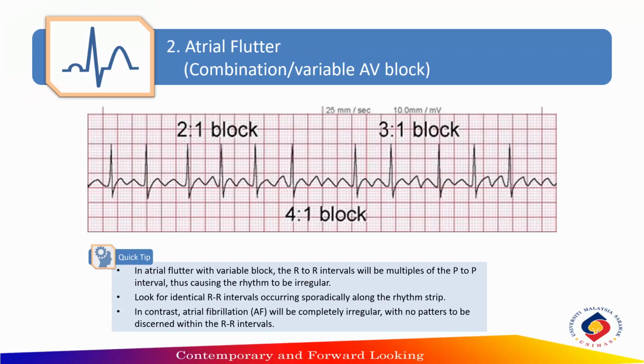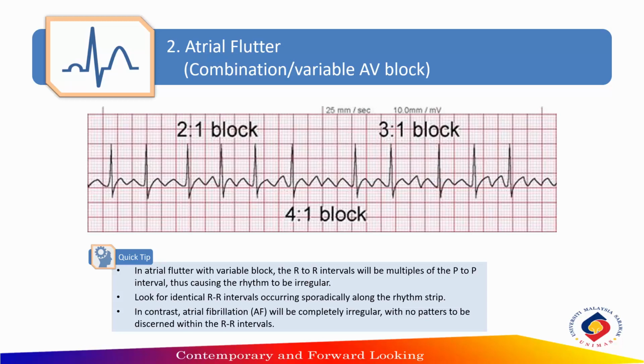Here is another variation of atrial flutter. In this rhythm, we see that there are flutter waves, but the rhythm is irregular when compared to the previous atrial flutters we have just seen. Instead of having a fixed AV block of 2-to-1, 3-to-1, or 4-to-1, which makes the rhythm regular, this particular rhythm has a pattern of varying ratios of block.